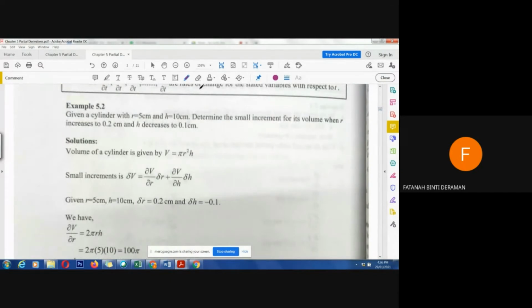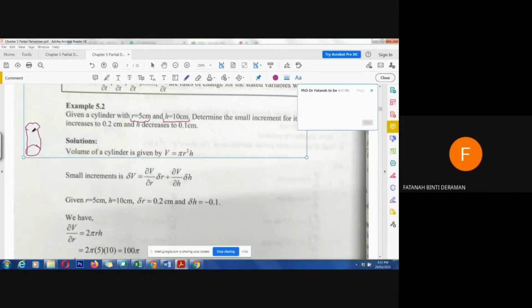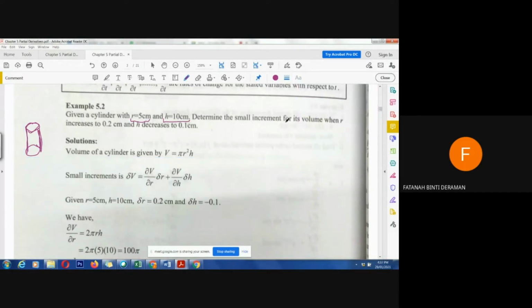Okay. So first example here, if we have a cylinder with R equals 5 cm, the R equals 5 cm, we have this information, and then H equals 10 cm. So what is a cylinder? We need to imagine that the cylinder will be like this. Okay? So determine the small increment of its volume. What is the volume of the cylinder?